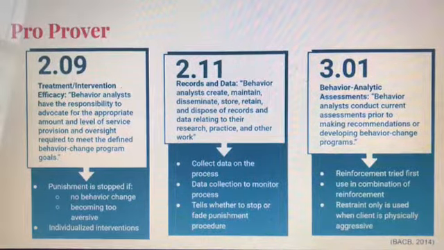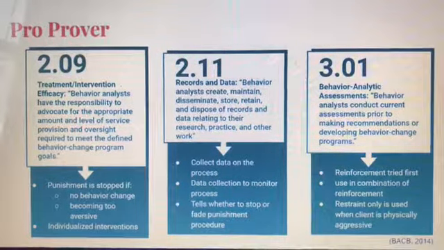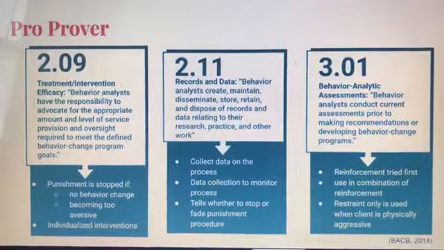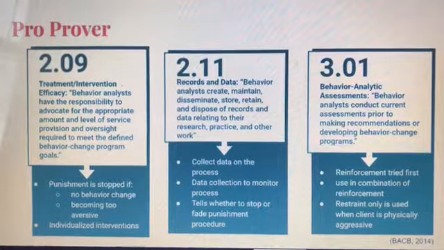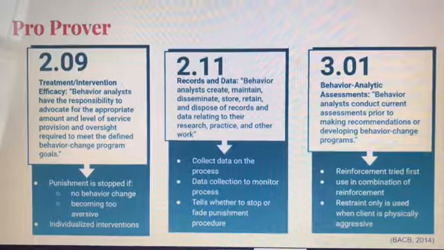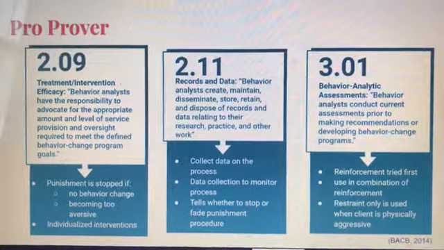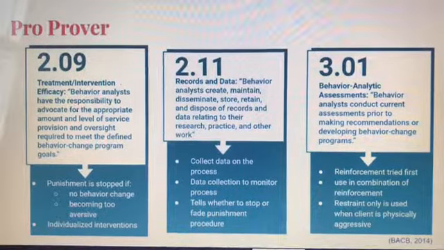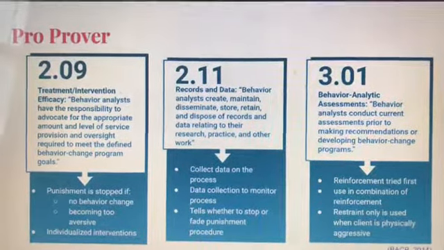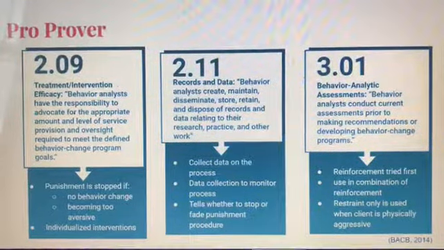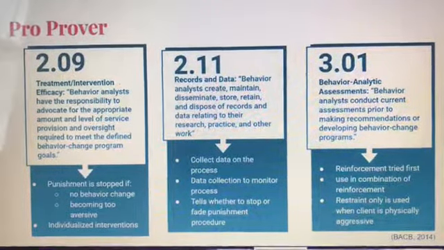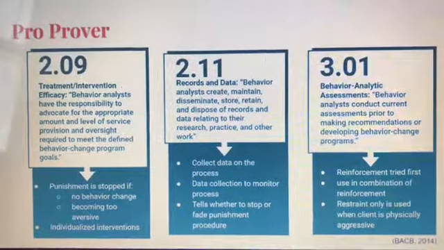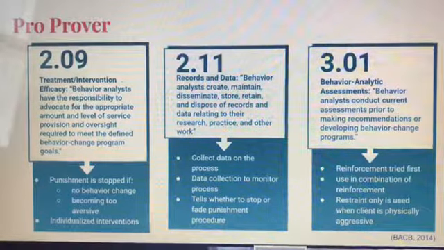There are a few rules to follow for punishment to be ethically used. One is that reinforcement must have been tried first and did not work, or is used in combination with reinforcement. Secondly, physical restraints are often seen as a form of punishment but are only ethical and legal to use when the child is being physically dangerous to themselves or others.